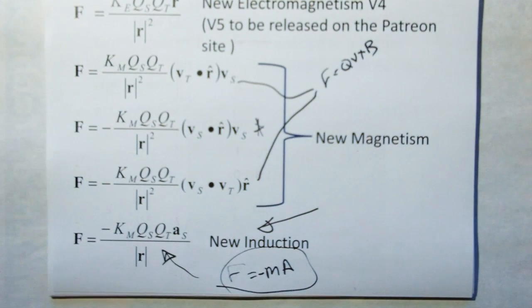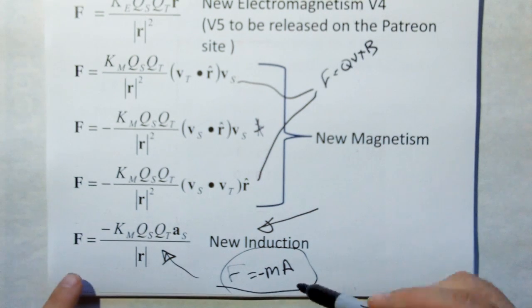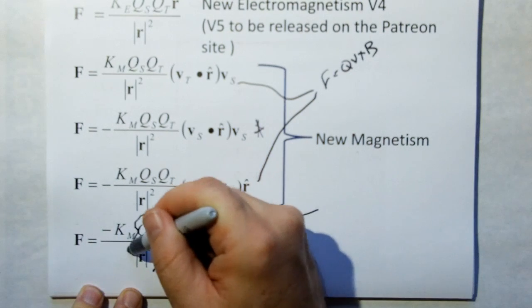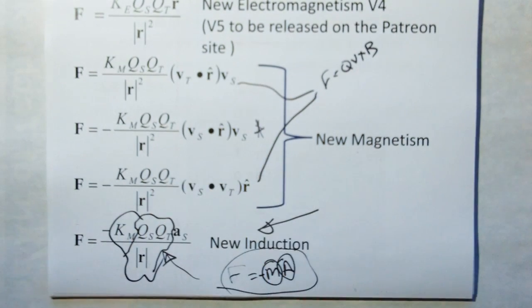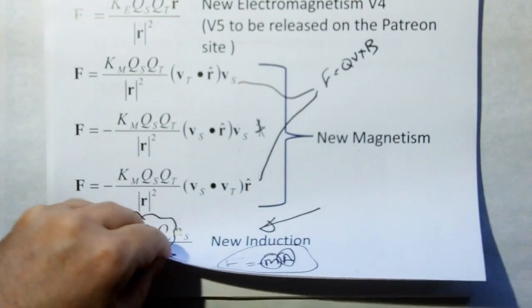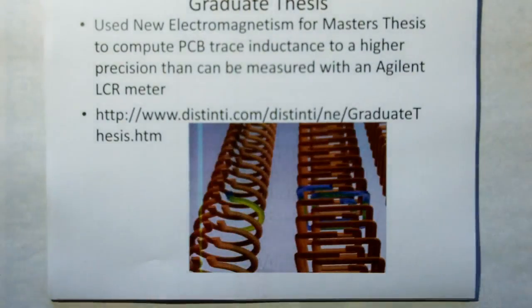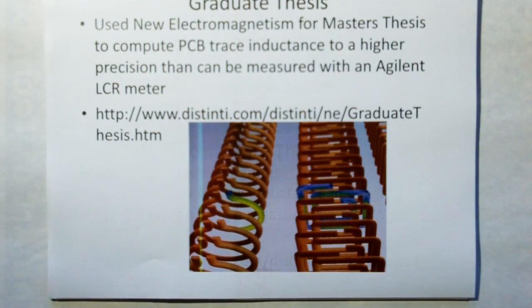It basically says that the inertial reactionary force on an object is its mass times acceleration, and this is mass. Comes out to kilograms. From this you can compute the mass of an electron to a higher degree of precision than is currently measured. And there's a video somewhere on my website, on the YouTube channel for that.